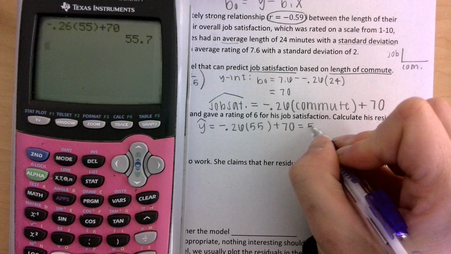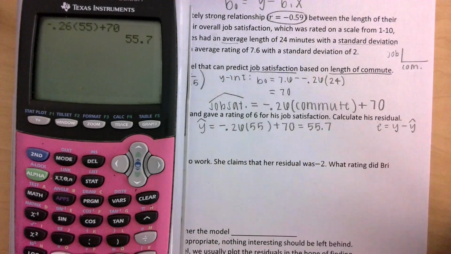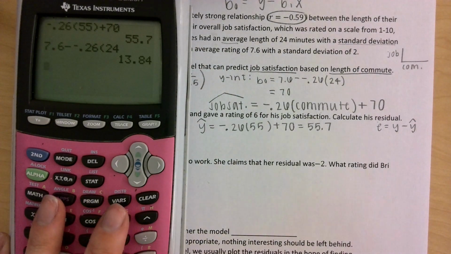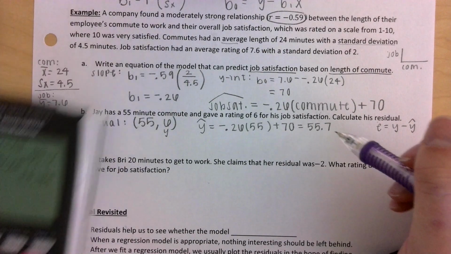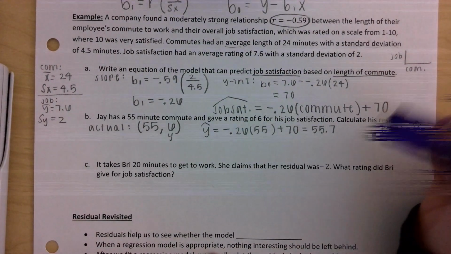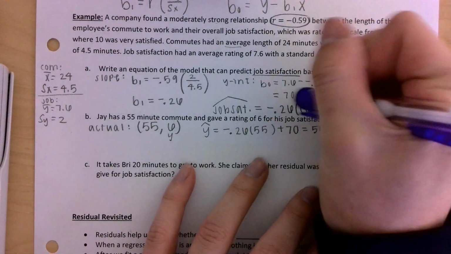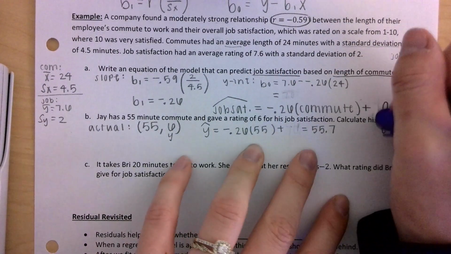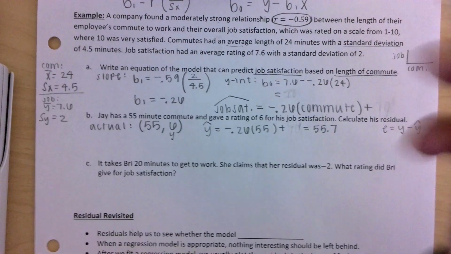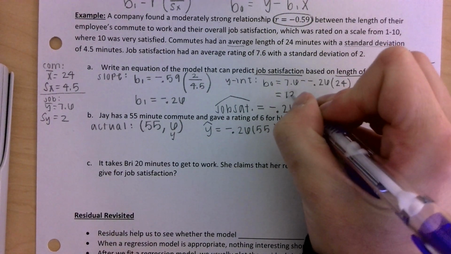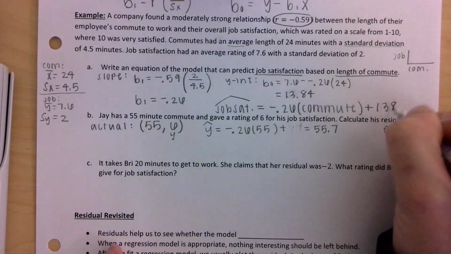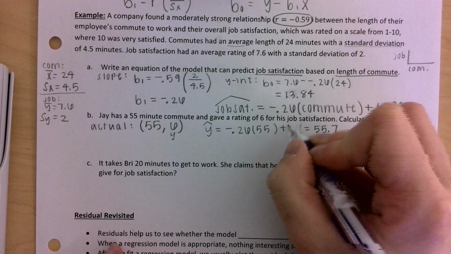Okay, plugging this in. So I noticed when I plugged that in, I got 55.7, which was way too high for a job satisfaction. So I went back and checked my work here. It looks like I have this y-intercept incorrect. Must have plugged it into my calculator wrong. This should be 13.84. So I'm going to change that. Sorry if you were second guessing yourself there.